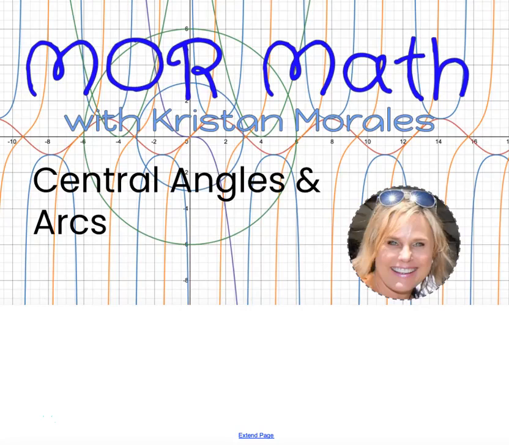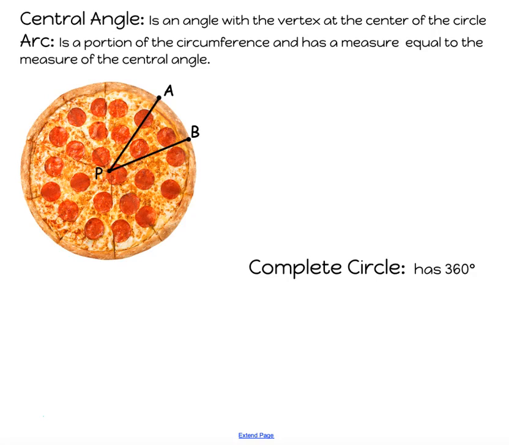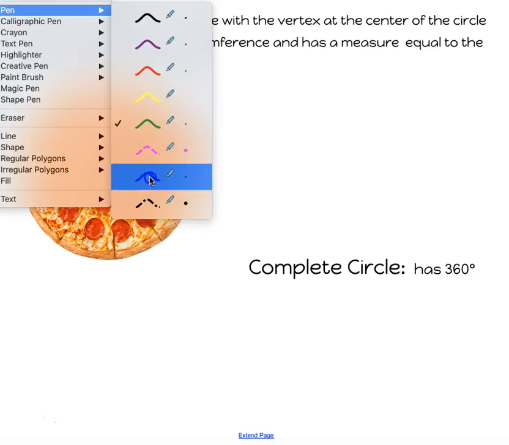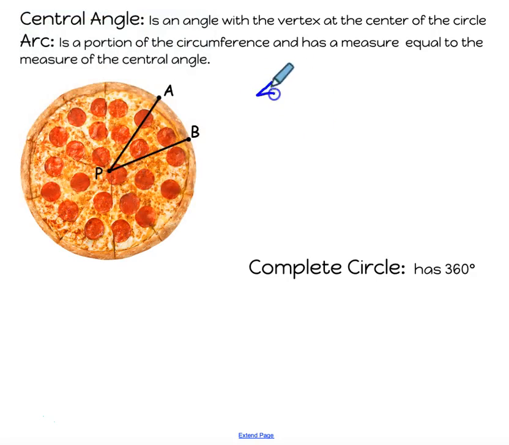Let's go ahead and talk about central angles and arcs. When I think central angles and arcs, I think pizza, because pizza is a circle that is cut from the center, and a central angle is an angle whose vertex is at the center. So if you take a look at angle APB, that slice of pizza, it's cut from the center of the circle, and it is a central angle. So APB is a central angle.